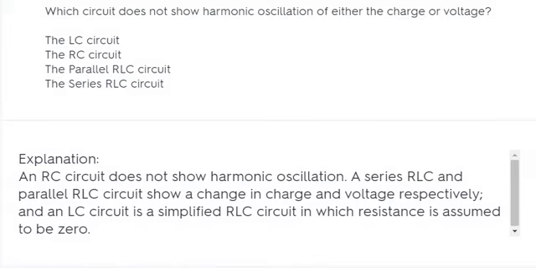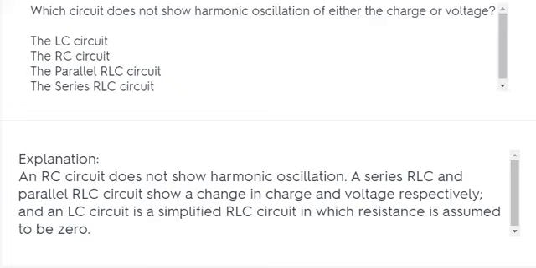Which circuit does not show harmonic oscillation of either the charge or voltage? The LC circuit, the RC circuit, the parallel RLC circuit, the series RLC circuit. Explanation. An RC circuit does not show harmonic oscillation. A series RLC and parallel RLC circuit show a change in charge and voltage respectively, and an LC circuit is a simplified RLC circuit in which resistance is assumed to be zero.